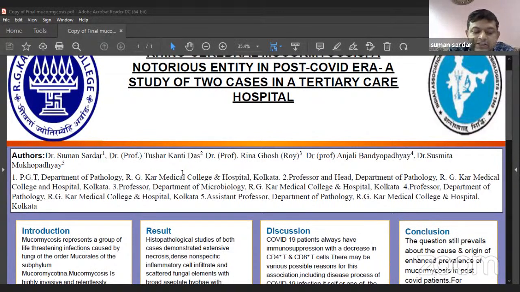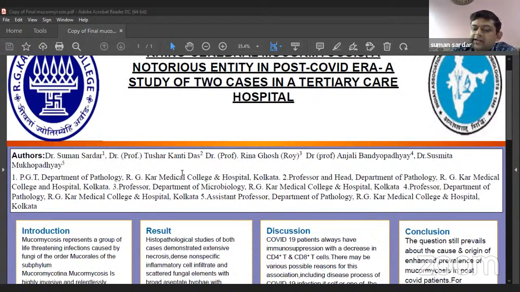In second case, a 52-year non-diabetic male presented with fever and sinus congestion. He also had a history of COVID-19 infection in past. His MRI PNS showed ill-defined hypointense lesion in the left side of sphenoid sinus and middle turbinate. Biopsy was taken from the middle turbinate. In both the cases, histopathological study demonstrated extensive necrosis, dense non-specific inflammatory cell infiltrate, and scattered fungal elements with broad aseptate hyphae with occasional branching at right angle. The confirmatory diagnosis of mucormycosis was given after periodic acid-Schiff and Gomori methenamine silver stain.